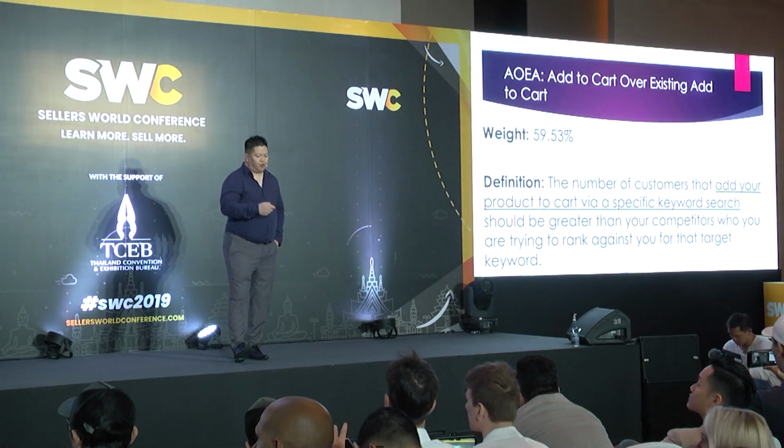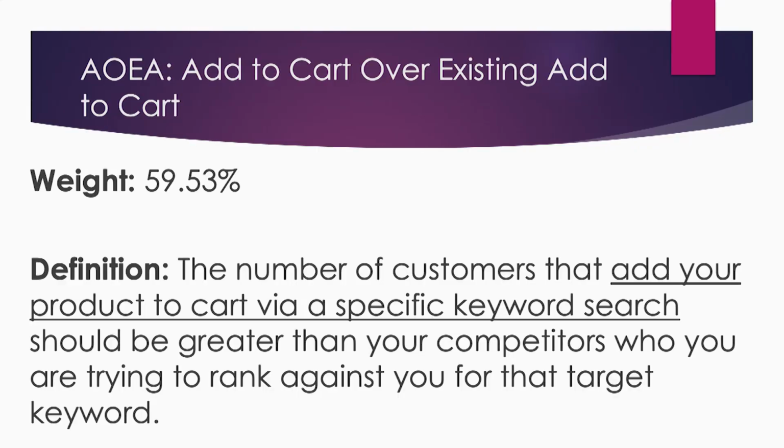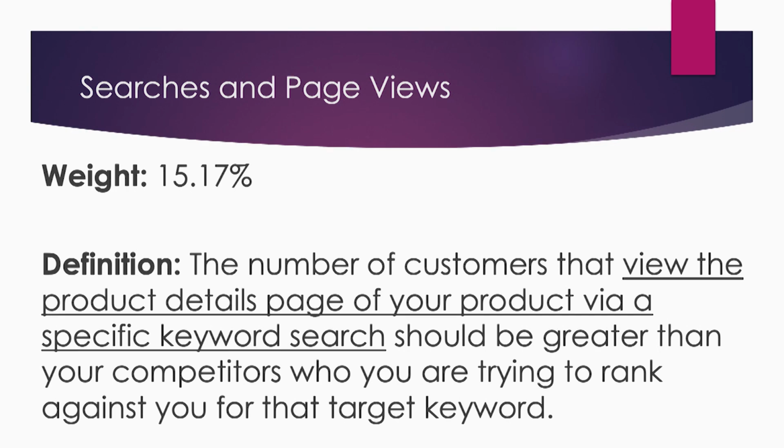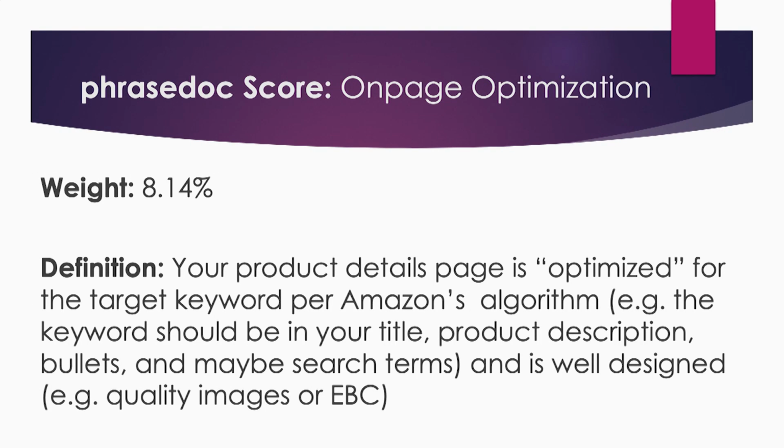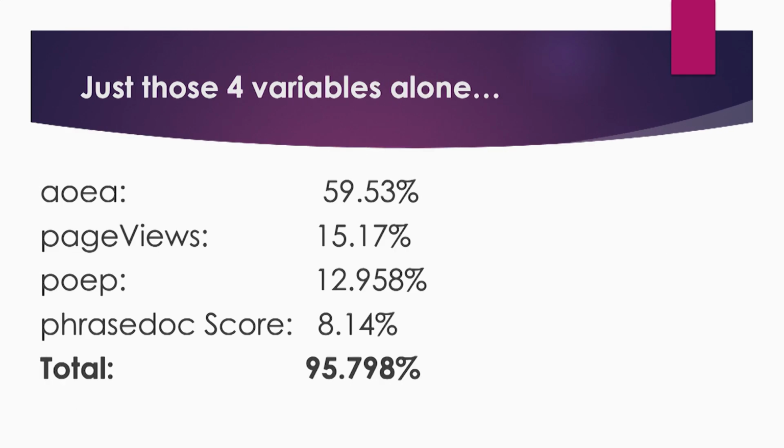So going over it: 59% add to cart over existing add to cart, searches and page views 15%, and purchase over existing purchase, another 13%. Phrase doc, on-page optimization, another 8%. So just looking at the 4 things we're talking about here, that's already 95% of the optimization you really need to count on. You don't have to think about other things, just focus on these 4 and you'll do really well on optimizing your page.